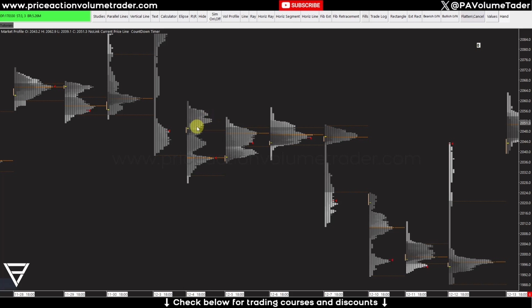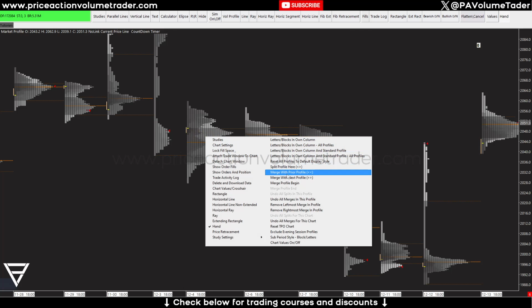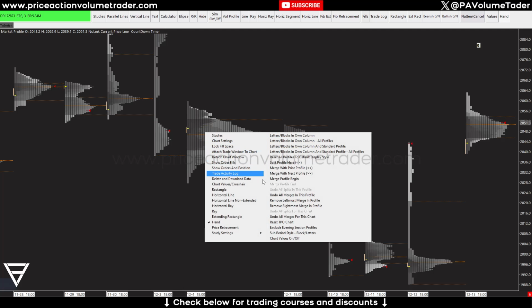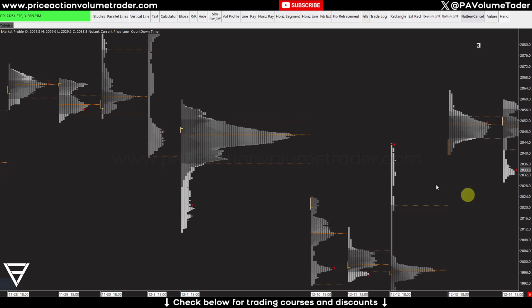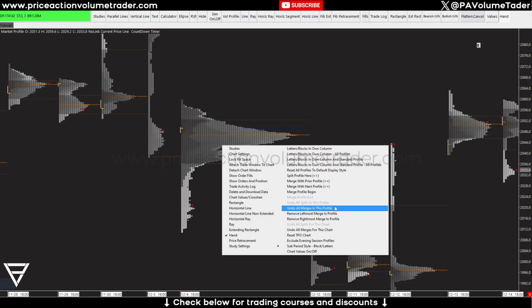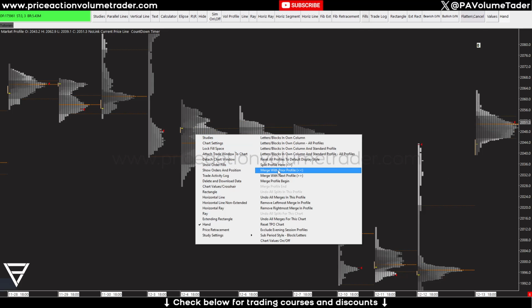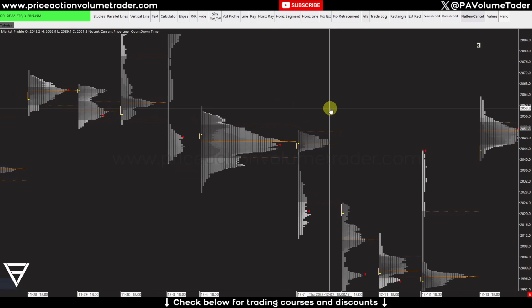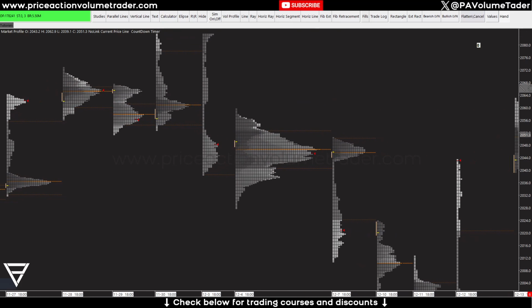What I would do is I just right click, merge with next profile, right click, merge with next, and then right click, merge with next. Actually, I'm not going to merge the last one, because the last one is the one that we broke down from. So I'm just going to merge 3. You can see how, after this big move up and the reaction down, we were left with a large 3-day composite, with value area high, value area low, and point of control right here.